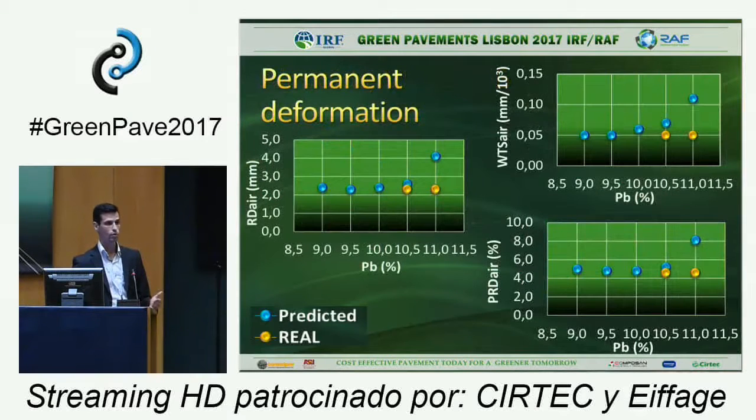The same was done also for the permanent deformation. So I have these results. You can see that the values that I have for lower percentage of bitumen are very similar to the ones obtained for higher percentage of bitumen. So I would say that I have to calibrate a little bit better for the use of RAR in terms of the resistance to permanent deformation. In this case, it was quite similar, and in this case, it was away from what we had in the lab. The same is for the WTS, and the same is for the PRD.